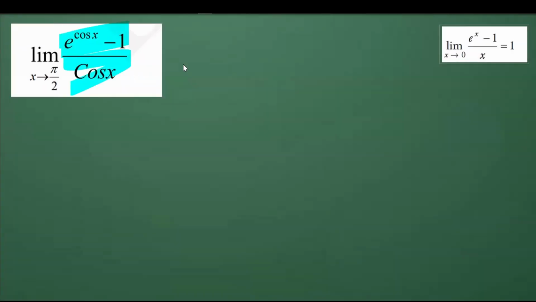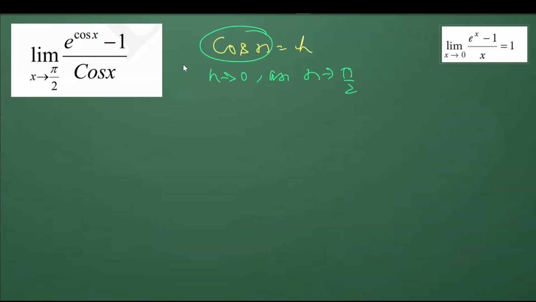In this question, we have to evaluate this function, and here the limit is x tends to pi by 2. So what we are going to do here is change the limit by substitution. Say put cos x equal to h. You can see from here that h tends to 0 as x tends to pi by 2, because cos pi by 2, cos 90, is 0.